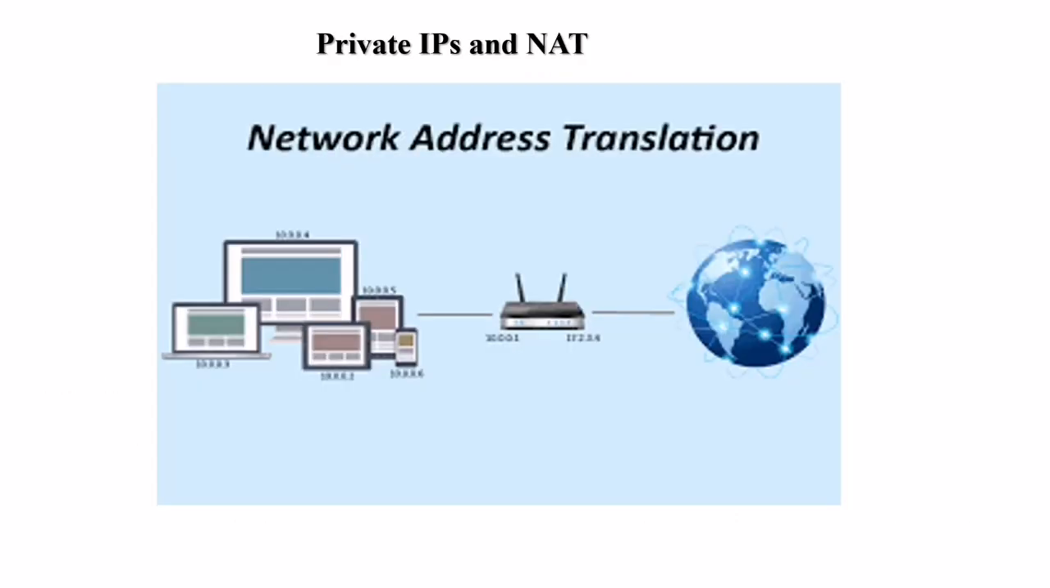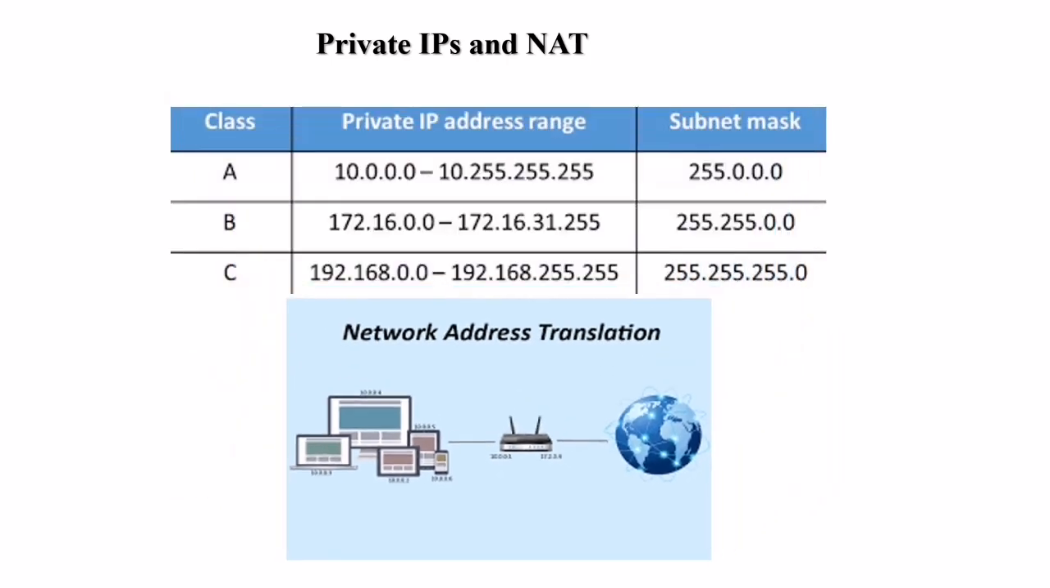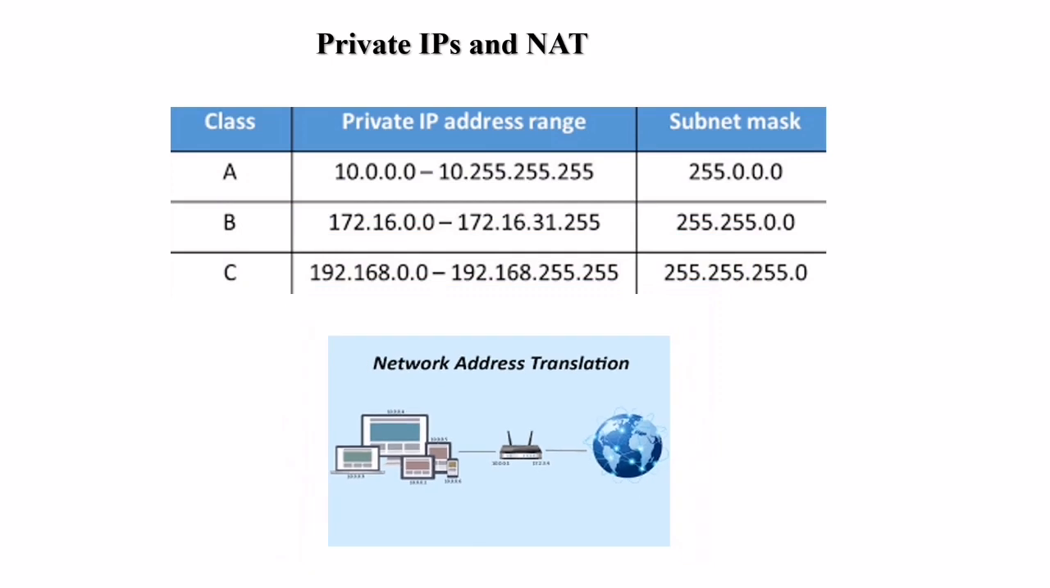The private IPs are a part of the NAT, or the network address translation, which we will explain in this video. And the main classes of the private IPs are the classes A, B, and C, with their private IP address range and their default subnet mask that most of you are familiar with.